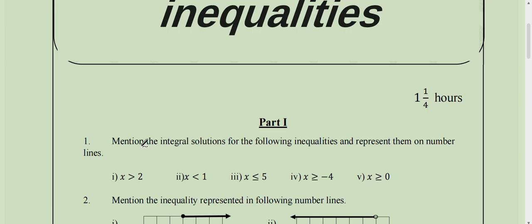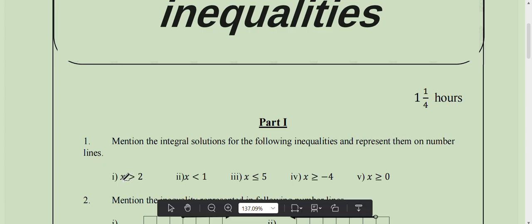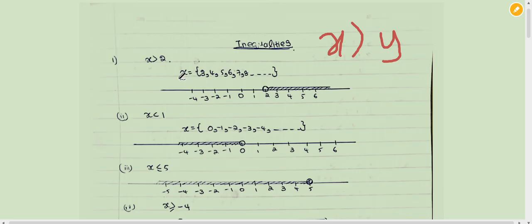So the first question asks us to mention the integral solutions for the following inequalities and represent them on a number line. First is x is greater than 2. This symbol says that x is greater than 2. So we can write this as x is in the bracket 3, 4, 5, 6, like that. This sequence is going to infinity.